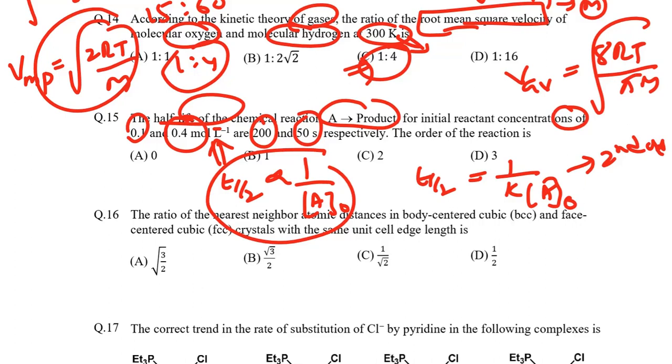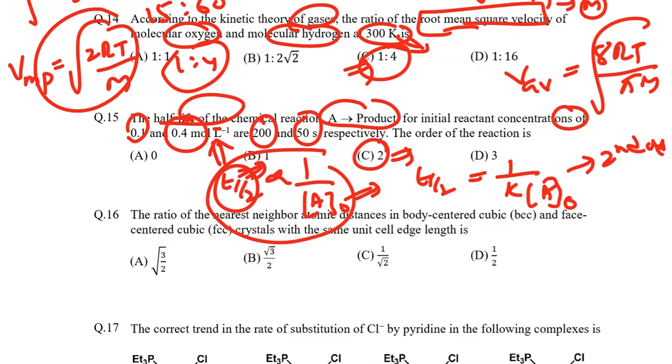So from this relation we can say option C is our answer. Just remember, for a second order reaction, half-life time increases whenever the concentration of reactant decreases, or whenever the initial concentration of reactant increases, then half-life time decreases.